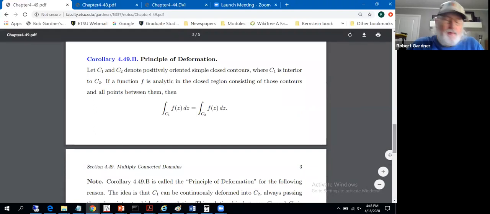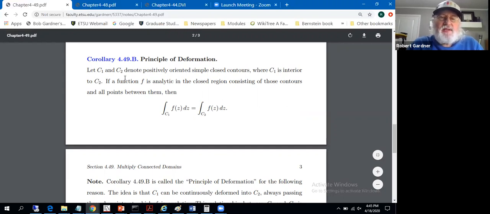Now, I ain't that real blown away by theorem 4.49.A. Oh, but I love this guy. Corollary 4.49.B, principle of deformation. It accomplishes a bunch of stuff, and its proof is based on what we just did. It's a corollary to that previous theorem.